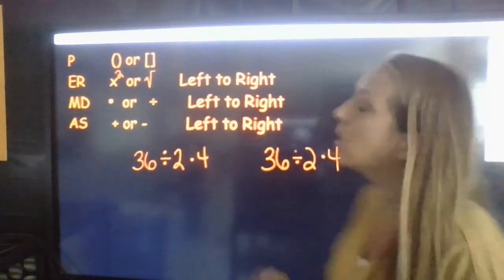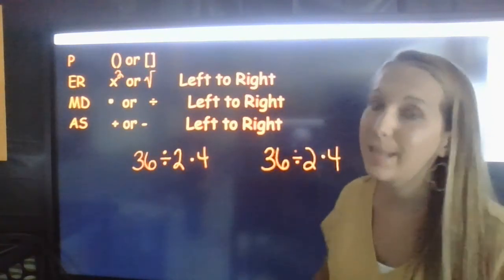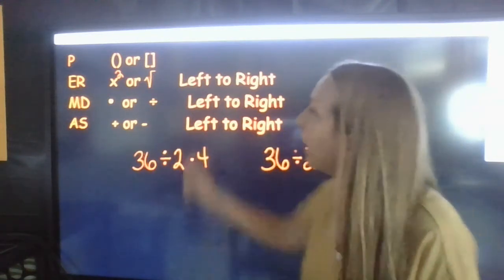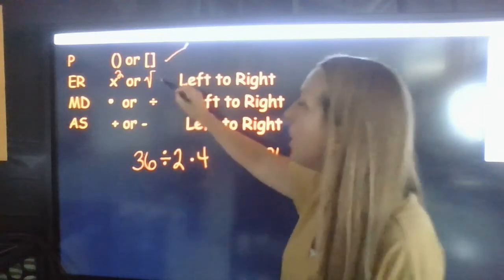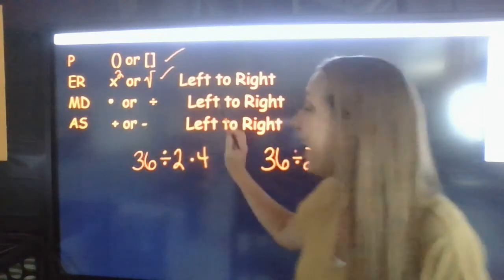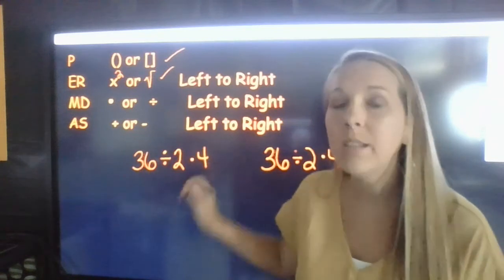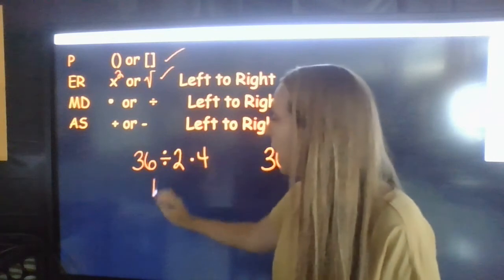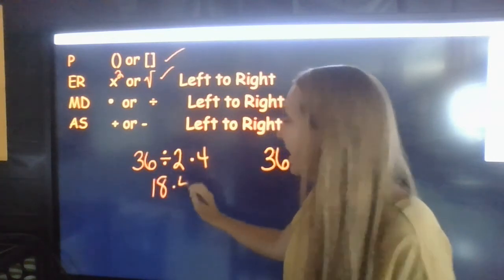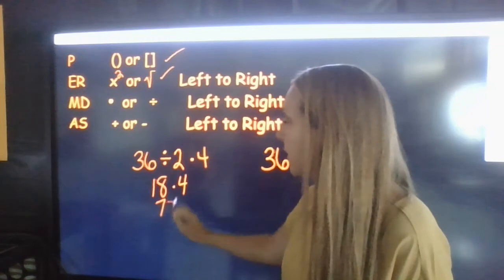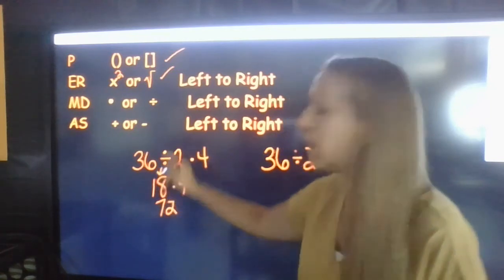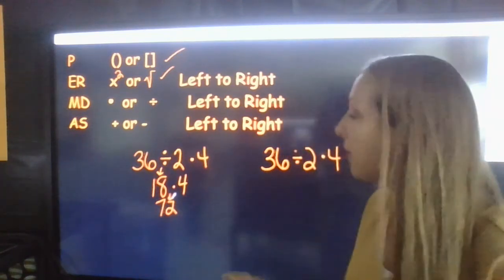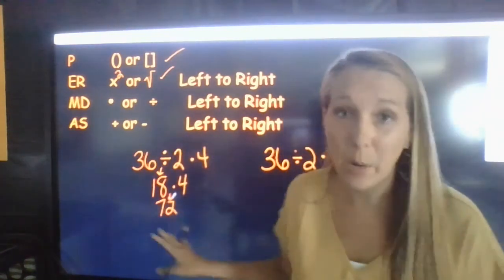The next one is where I want to talk about a misconception that I had as a kid. First thing, let's do it right, and then I want to show you how I did it wrong. All right, no parentheses, no exponents or roots. I have multiplication and division here. Now notice in this problem, division came first. So we're going to say 36 divided by 2 and get 18. And then 18 times 4 is going to give me 72. Now notice the 18 came directly below 36 divided by 2, and the 72 came below 18 times 4. Now that's the correct way to do it.